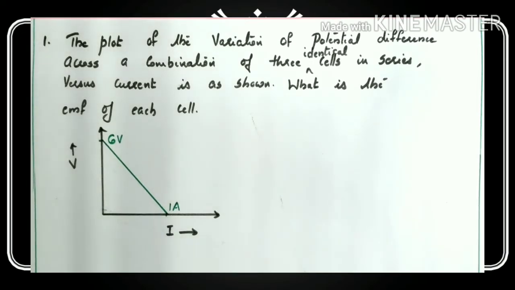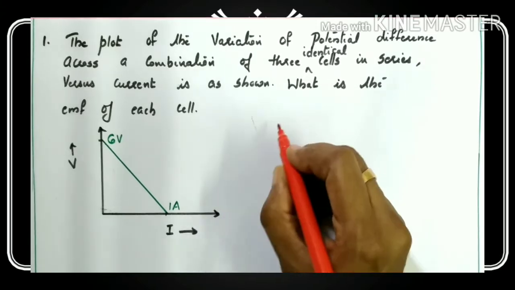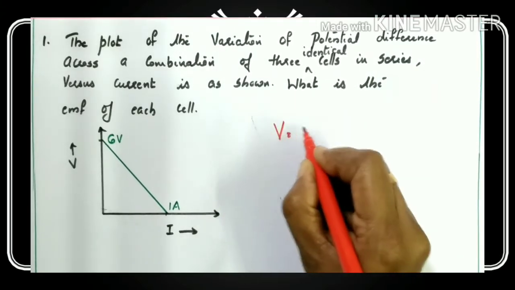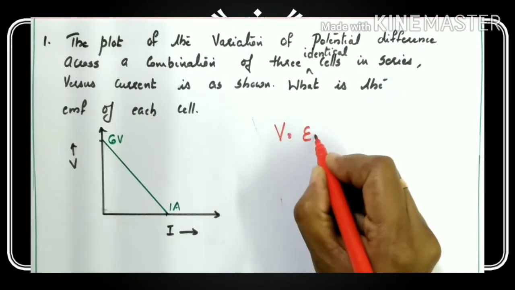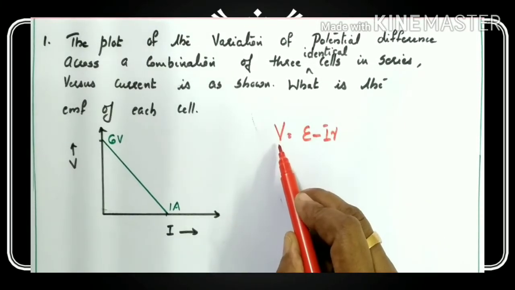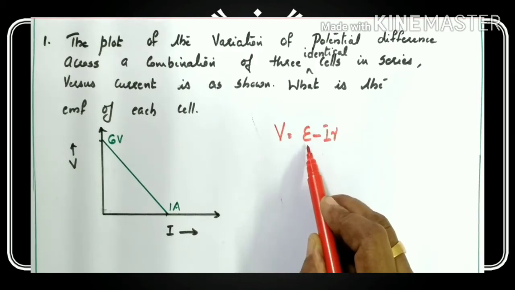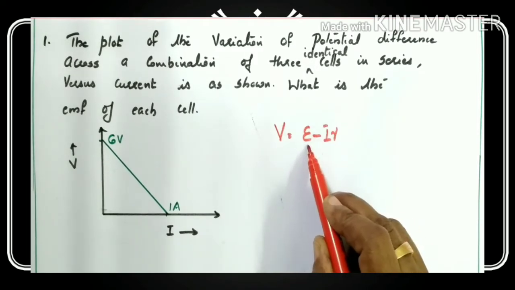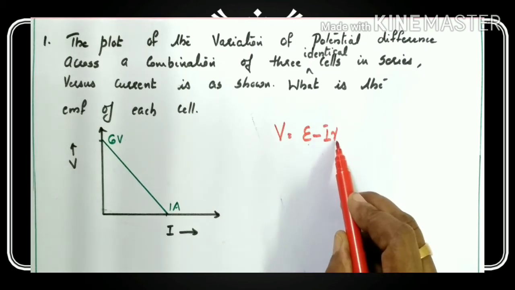So graph is given. A graph is plotted with current along the x-axis and potential difference plotted along the y-axis. Here we have the relation between potential difference and EMF as V is equal to E minus Ir. V is the potential difference, here across the three cells. E is the EMF of the three cells, the equivalent EMF. r represents the internal resistance, the equivalent internal resistance.